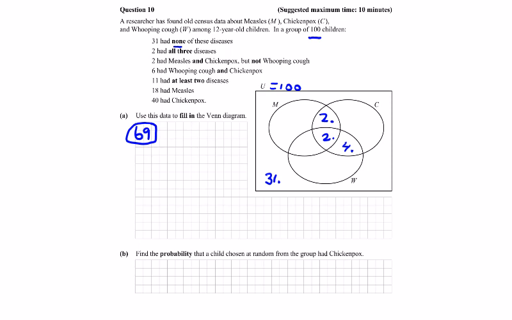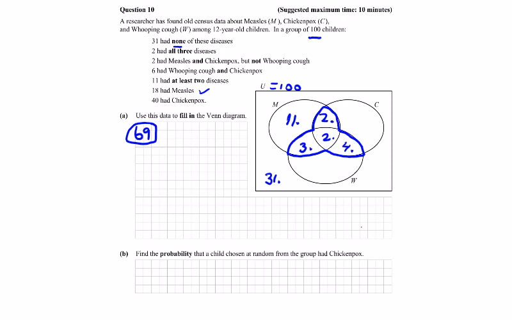11 had at least 2. Well, that means that these 4 boxes, at least 2, is these 4. We already have 8 in there, which leaves 3 to make it up to 11. 18 had measles. We have 3, 2, and 2, so we have 7 in there, which leaves 11. Just double check that. 3 and 2, 5 and 2, 7, and 11 is 18 had measles.